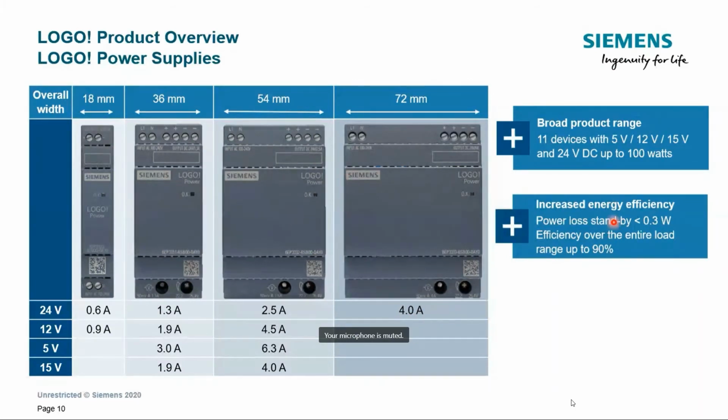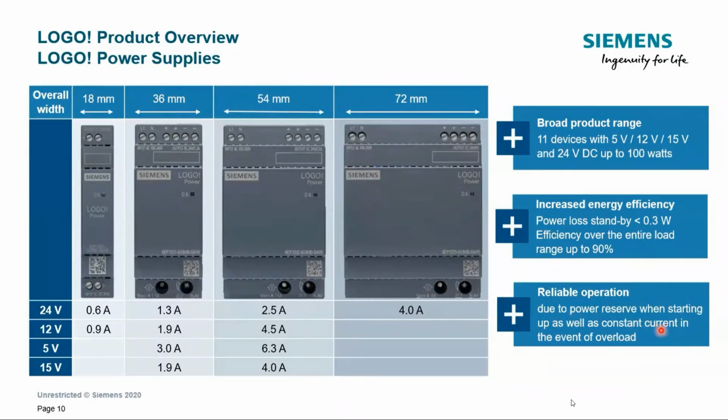An interesting thing, which is also relatively improved with the latest product release, is the efficiency of this power supply. Even though it's considered a basic power supply, now we can expect 90% or more efficiency on the power conversion, which is rarely found in a basic power supply. Another thing that has been improved is the no load power loss, which is now less than 0.3 watt.